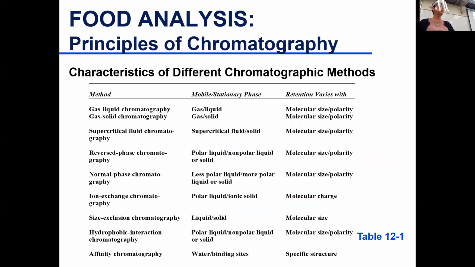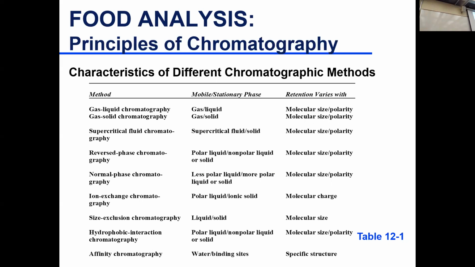This is an important table for you guys to study from. So here is your method. And under each method, there is a mobile phase and a stationary phase. So it tells you gas liquid chromatography. That means you have gas as a mobile phase and liquid as a stationary phase. Gas solid chromatography, you have solid as a stationary phase.